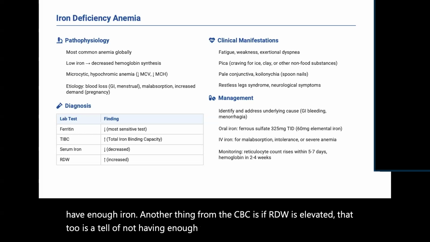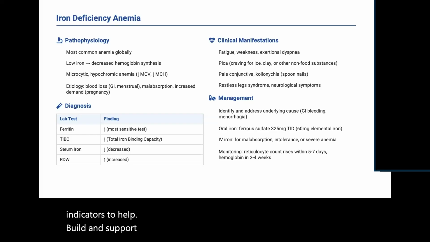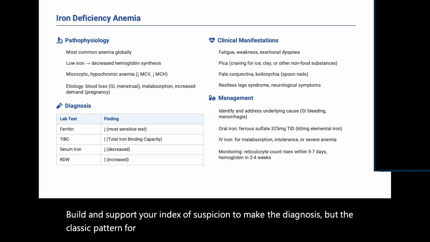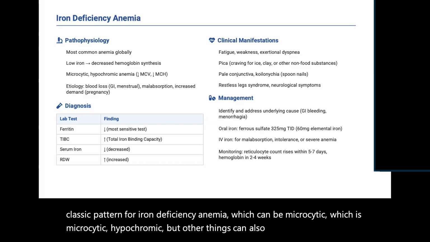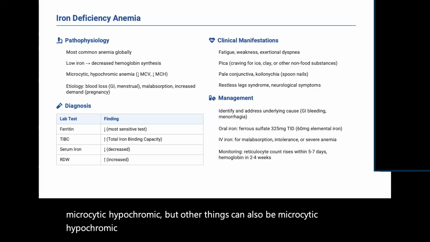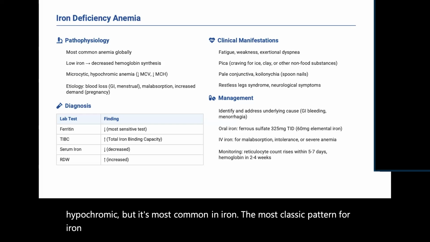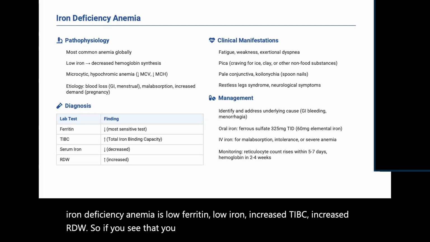So you can use the multiple lab indicators to help build and support your index of suspicion to make the diagnosis. But the classic pattern for iron deficiency anemia, which is microcytic hypochromic, but other things can also be microcytic hypochromic, but it's most common in iron. The most classic pattern for iron deficiency anemia is low ferritin, low iron, increased TIBC, increased RDW. So if you see that, you can make the diagnosis.